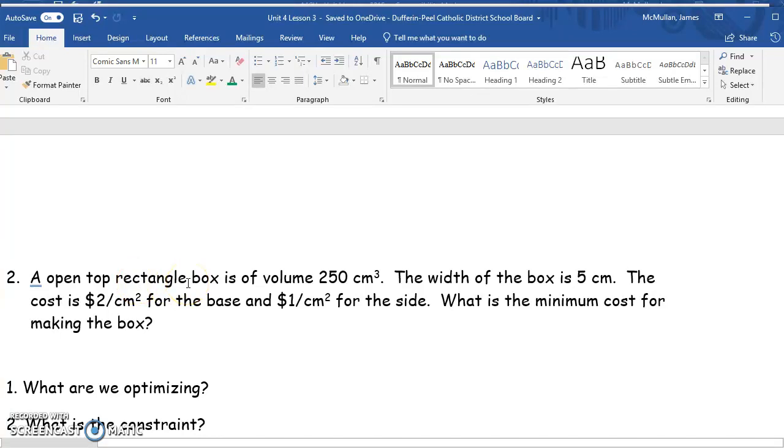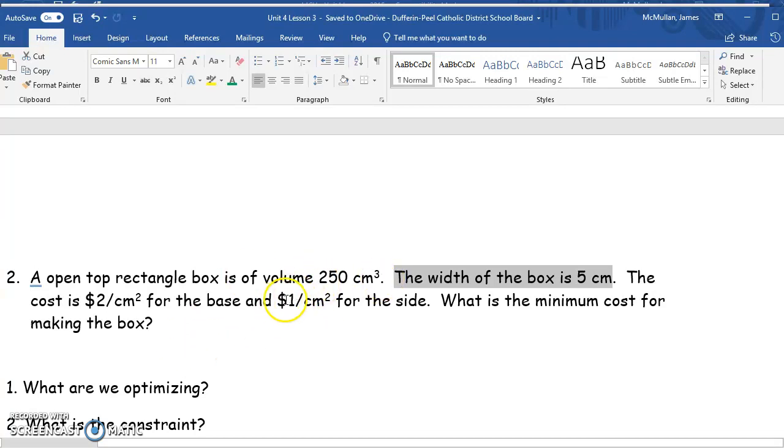Okay, so one more example with the cost would be this one, the open top rectangular box with a volume of 250 centimeters cubed. It defines the width of the box for us. It has to be 5. The cost is $2 per centimeter squared for the base and $1 per centimeter squared for the side. So, the fact that it has no top tells you that we don't need to worry about that.